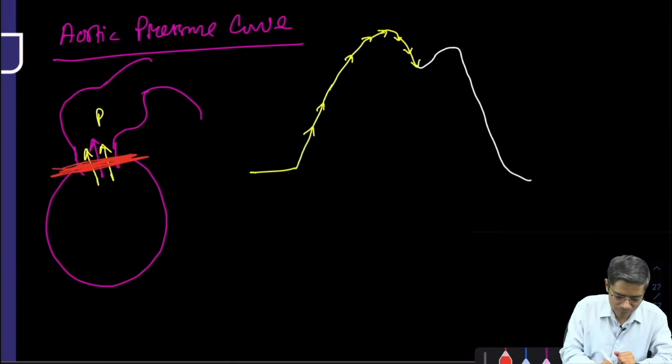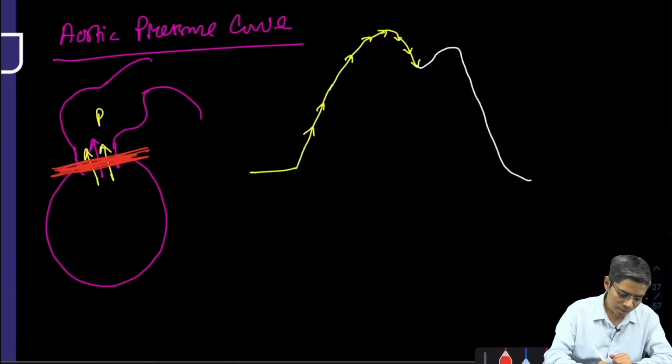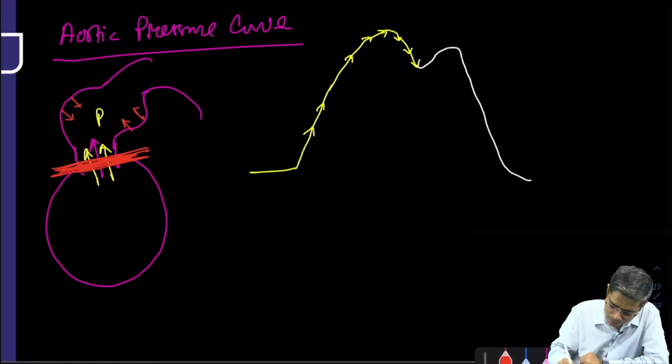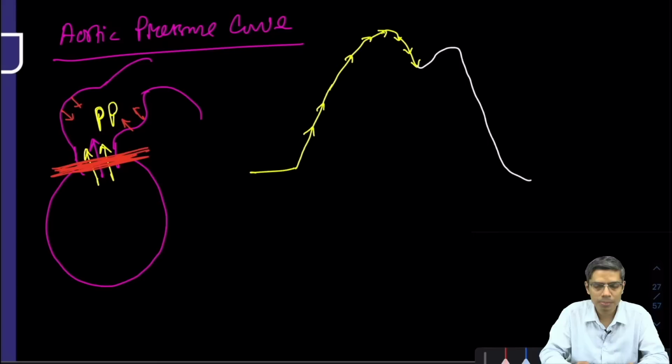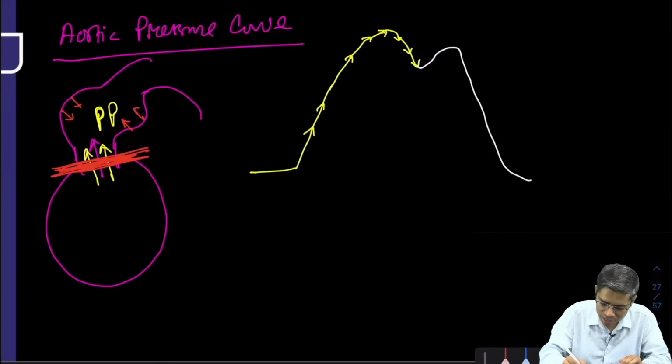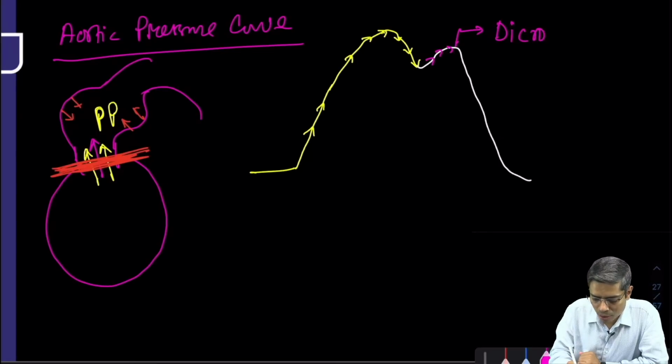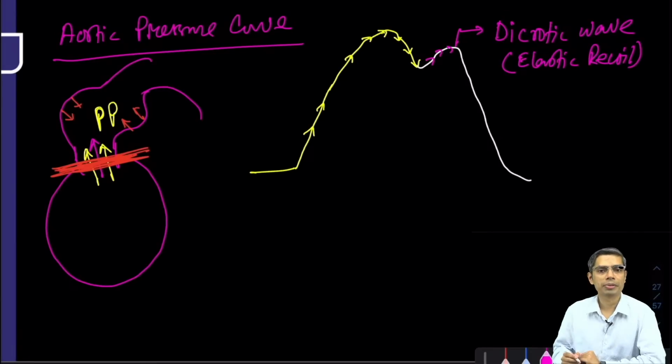Now, when your semilunar valves are closed, this arch of aorta will recoil back. Whenever it is recoiling back, it will put some pressure on the blood which is present here. Because of this pressure, there will be a positivity in this aortic pressure curve, and we say that this positive wave is known as the dicrotic wave. Okay. And this dicrotic wave is due to elastic recoil of the arch of aorta.